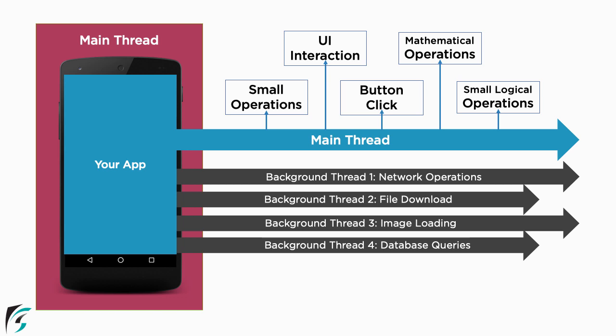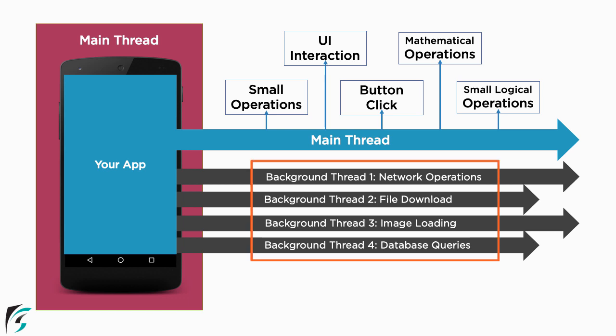So in general, you always create a new thread to perform some heavy operations, and that would make your main thread available for other small operations. So this is how actually your application works, right?